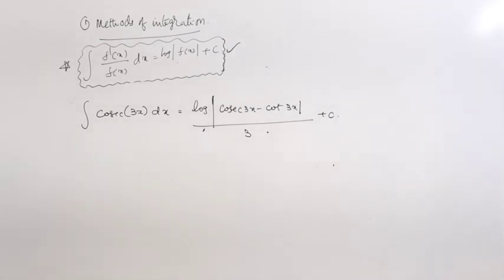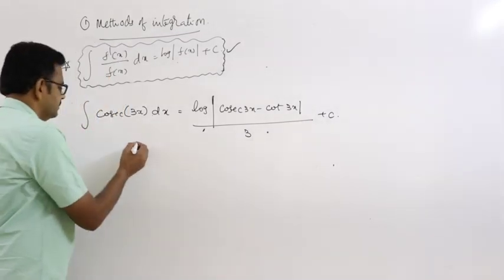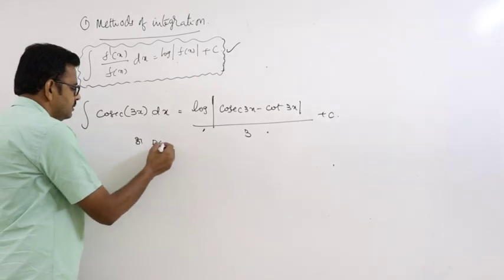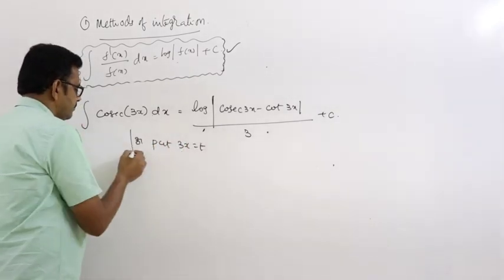Integral of cosecant x is log of mod cosecant x minus cot x, or put 3x equal to t. This is the process.